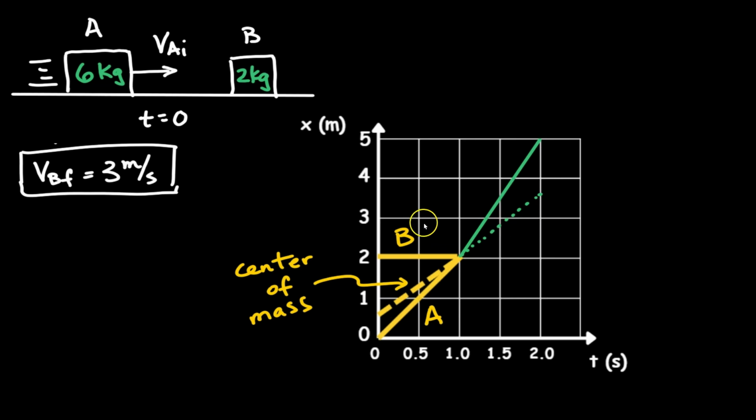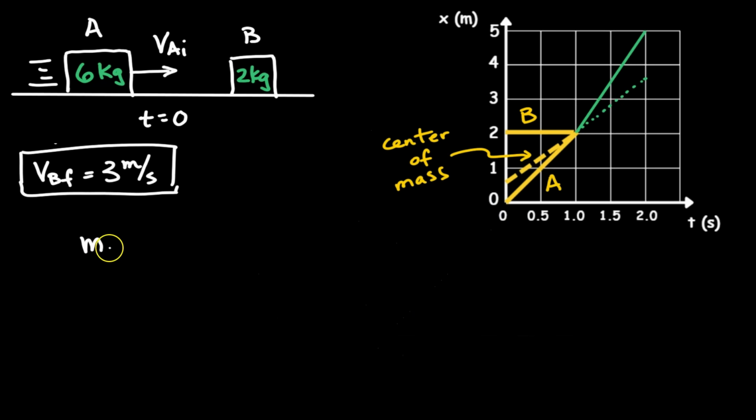Next, for cart B, we solved for the speed of cart B after the collision. We know it's 3 meters per second. So we're going to draw a line here that has a slope of 3 meters per second. I'm going to go up 1, 2, 3, and I'm going to go to the right 1 second. Be careful. Each box is not 1 second. Here, 2 boxes represent 1 second. So I'm going to draw a straight line from here to here, which has a slope of 3 meters per second.